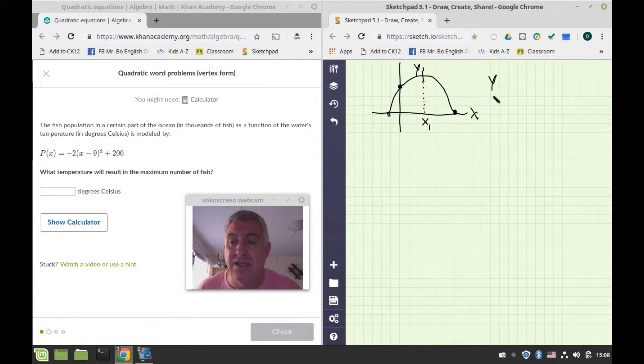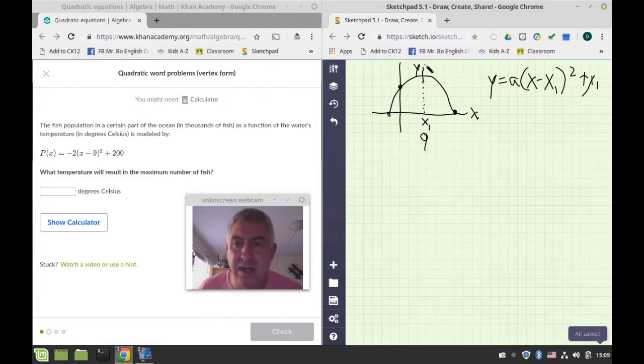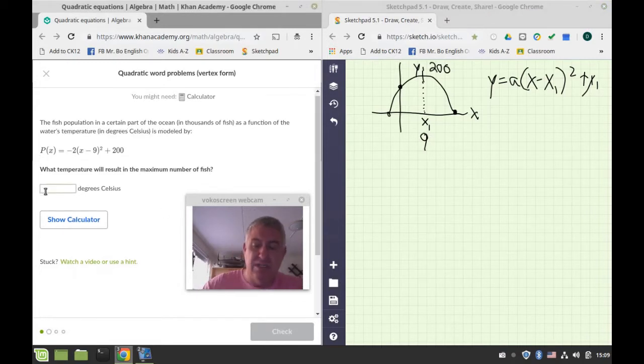So let's remember vertex form, (x minus x1) squared plus y1, and then we'll look over here. -2 is our a, and it opens down, that makes sense. (x minus 9), so x1 is going to be 9 here, and y1 is going to be 200. So the question is, what temperature? 9 degrees. At 9 degrees Celsius, we get the most fish.